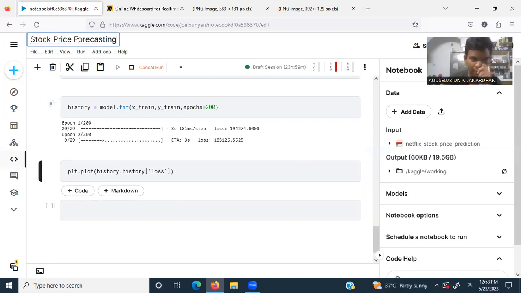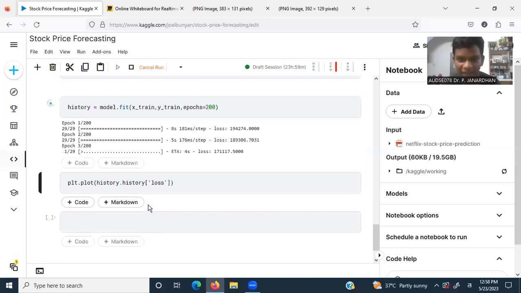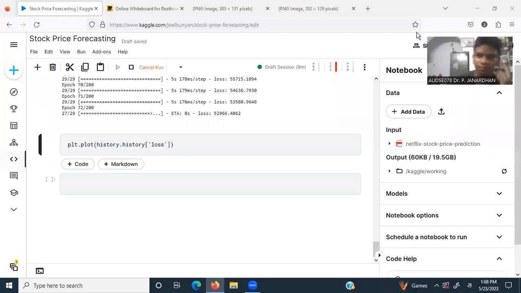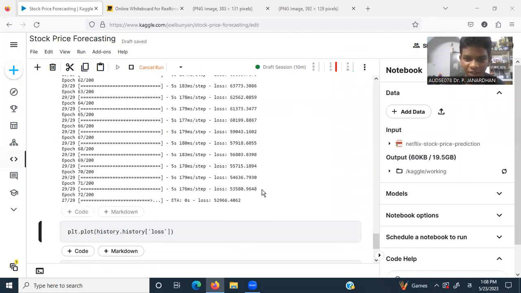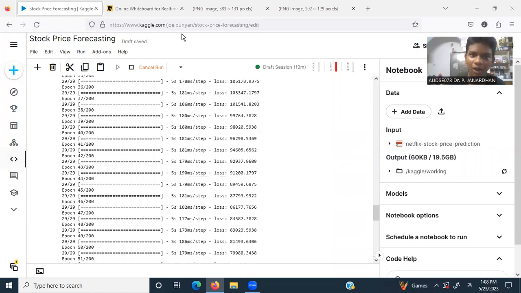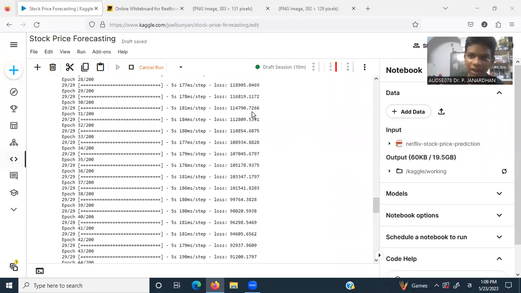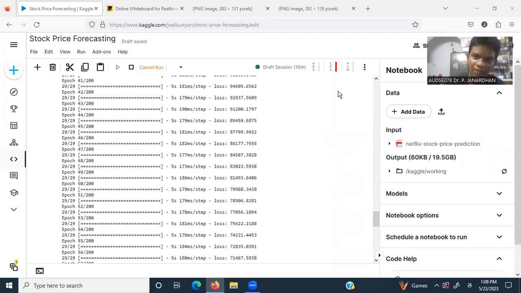Okay, so as you can see, the loss has started. The classic one we have already tried before, 194,000. So let's see how it goes. I'm just going to pause it and see you after training. All right, so we are at the 72nd epoch, and I think we have reached 52,000 loss, which is a bit higher, but we are getting there very fast.